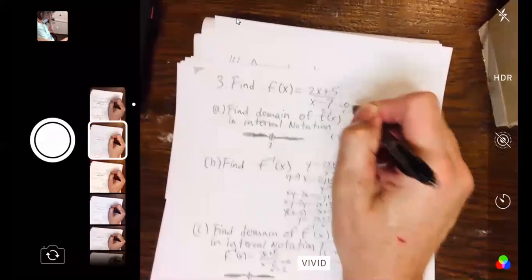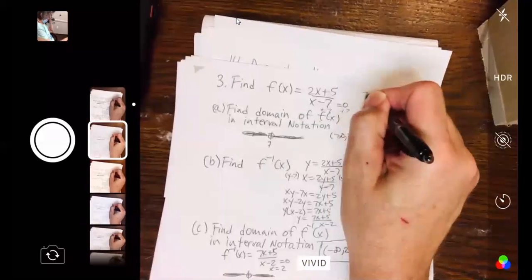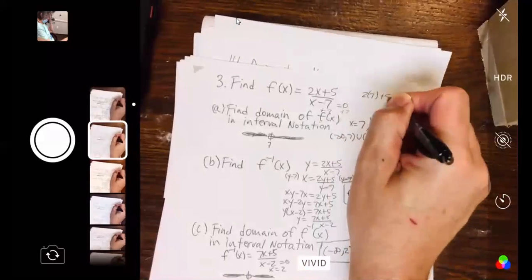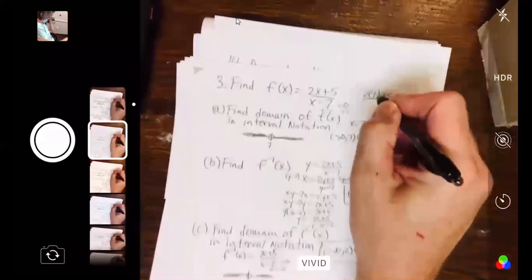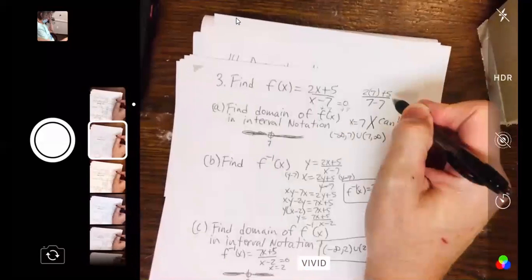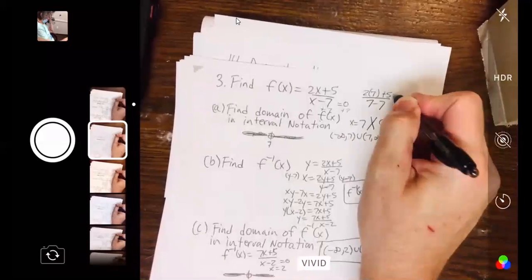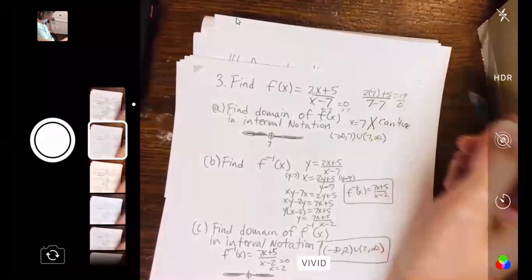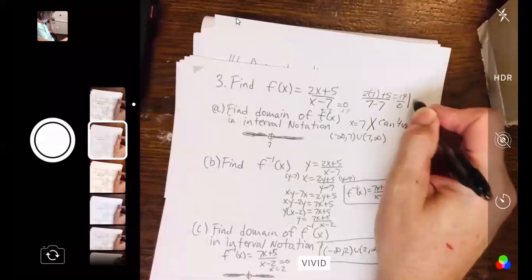Oh, I see what you're saying. Okay. 2 times 7, I'll plug it in on top. You can plug it in on top, that's perfectly legal. But the bottom is 7 minus 7. So you're going to get 19 over 0, which is illegal. Got it.